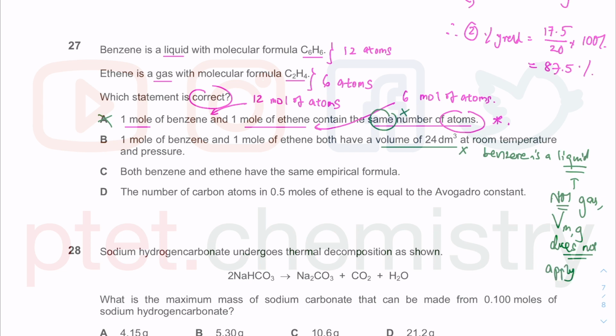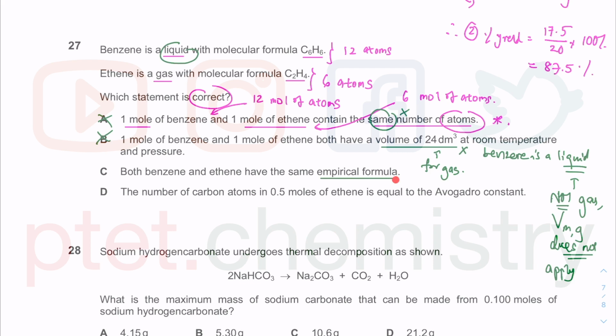So this thing, volume of 24 dm cube, is for gas. In fact, it's given in the periodic table. 1 mole of gas occupies this volume, not liquid. Be careful again. Both benzene and ethene have the same empirical formula.